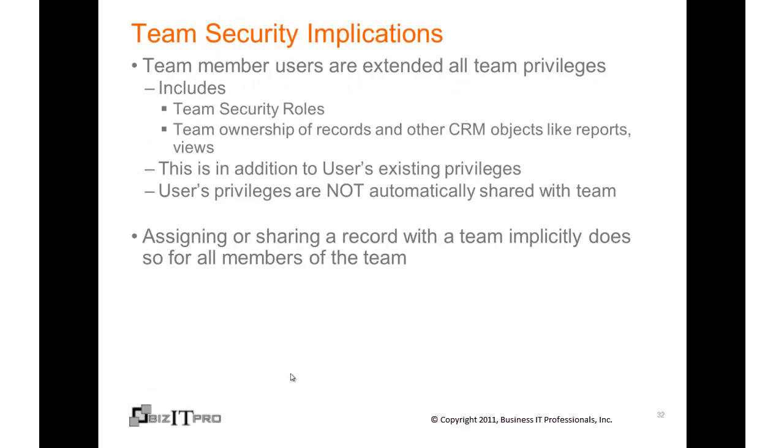Team security implications. Team member users are extended all of the privileges assigned to the team. This includes the team security roles, as well as the team ownership of records and other CRM objects like reports and views. This is in addition to a user's existing privileges. And user privileges are not automatically shared back with the team. It's only one way. So the CEO could be a member of a team, but the team would not receive all of the privileges that the CEO enjoys. Assigning or sharing a record with a team implicitly does so for all members of the team.